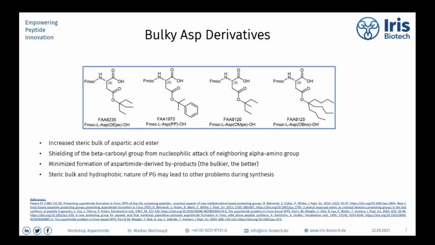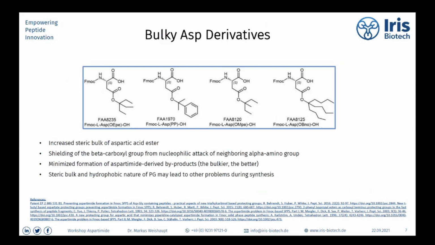One obvious solution is to just increase the steric bulk of the aspartic acid ester protecting group. This works by shielding the beta carboxyl group from nucleophilic attack of the neighboring alpha amino group. The principle basically is the bulkier, the better. So the bigger the protecting group, the better it is at attenuating aspartimide formation. However, the steric bulk and the hydrophobic nature of the protecting group may lead to other problems during synthesis.